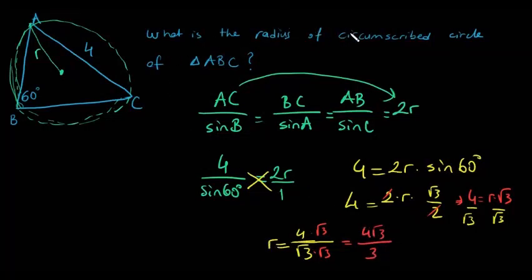What is the radius of the circumscribed circle? It is 4 root 3 over 3.